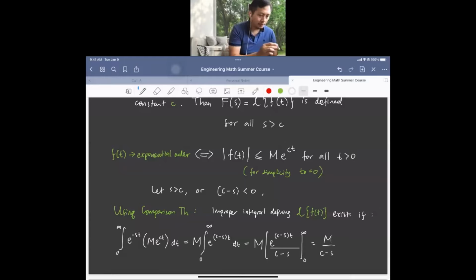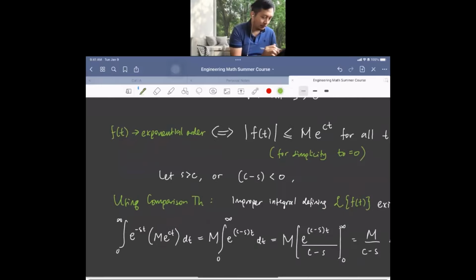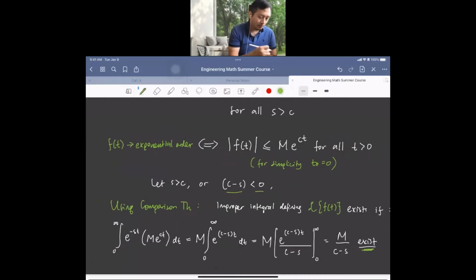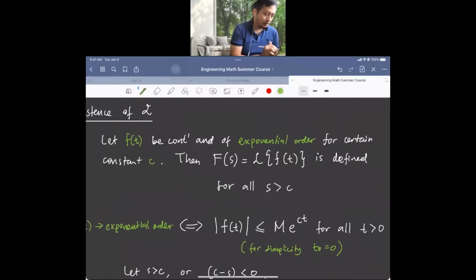Okay, so the Laplace of f of t will exist if this integration exists. So how is this to exist? Then we need to have c minus s less than 0, and also M a constant. And when we find the integral using the Laplace integral, we see that this exists, having M over c minus s. So this theorem is true for all s greater than c.